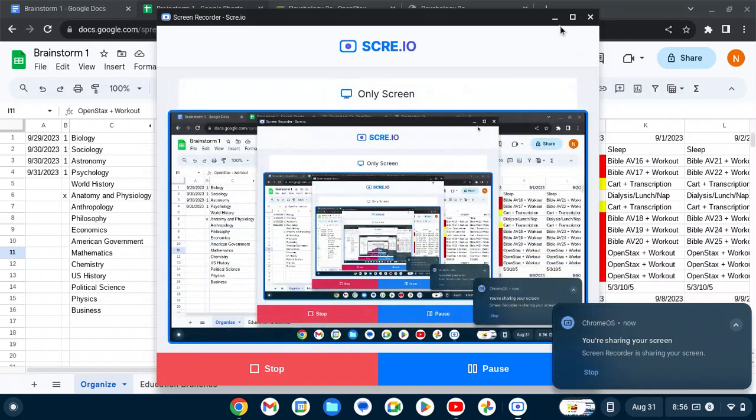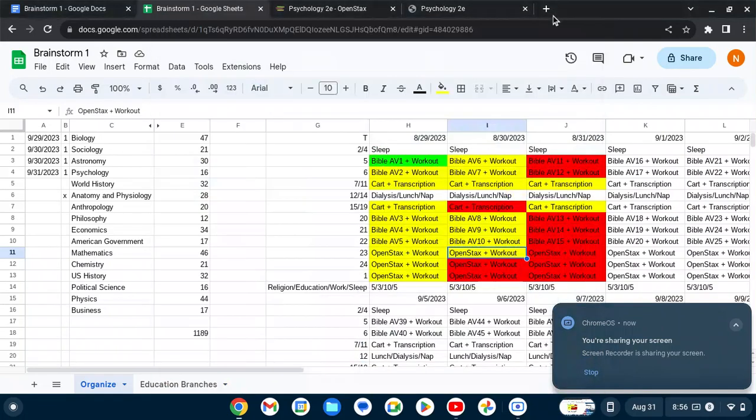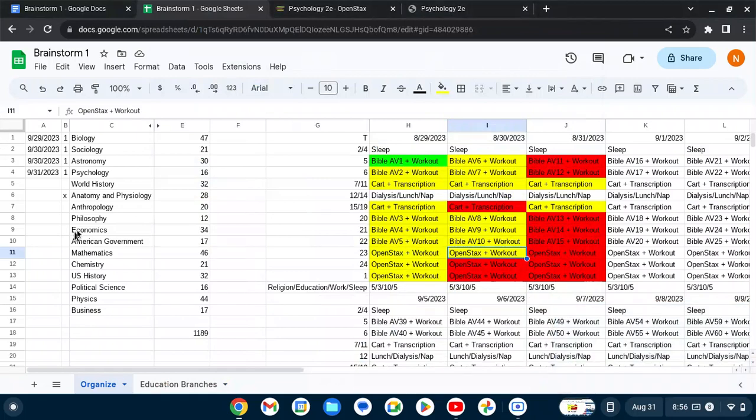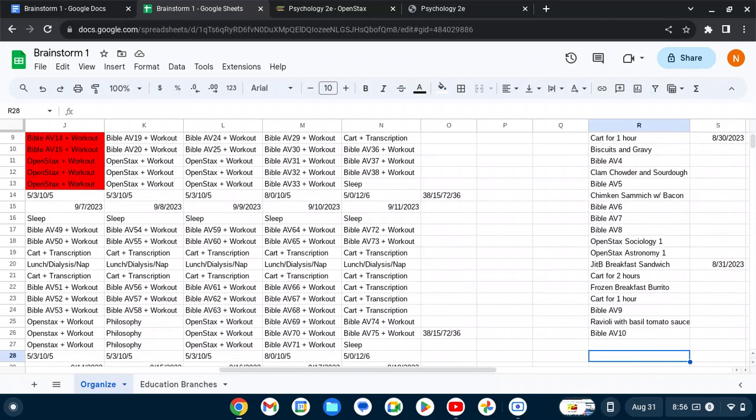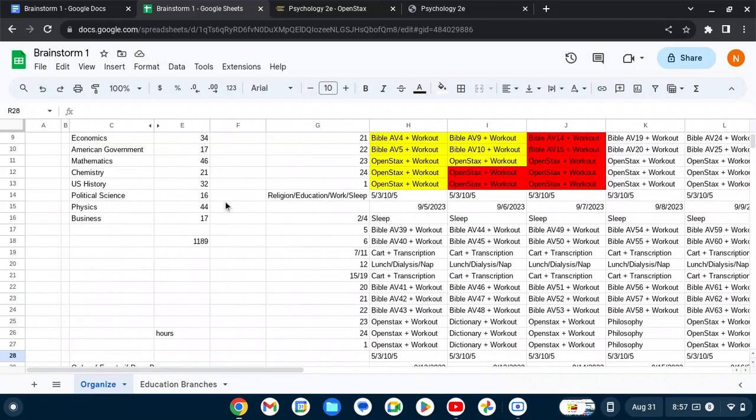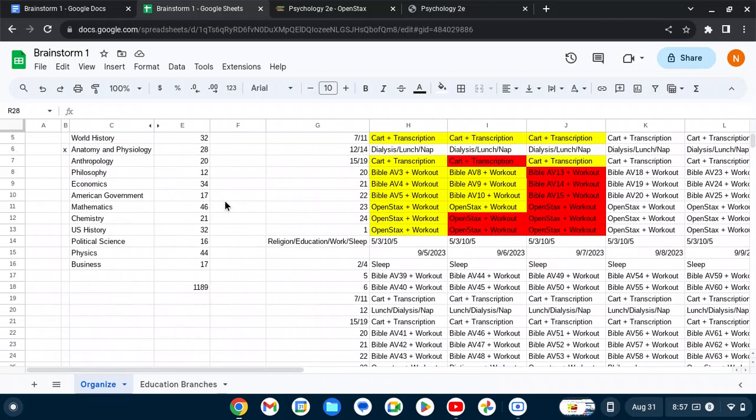All right, just finished Psychology Chapter 1. Got the date and the chapter typed in. Now, need to go ahead and add that. OpenStax Psychology 1. Okay. All right, OpenStax plus workout.